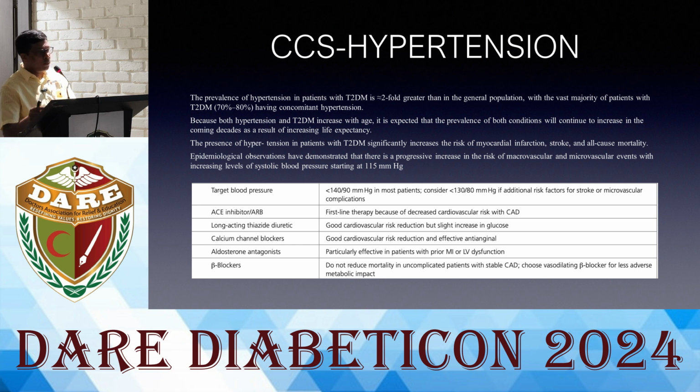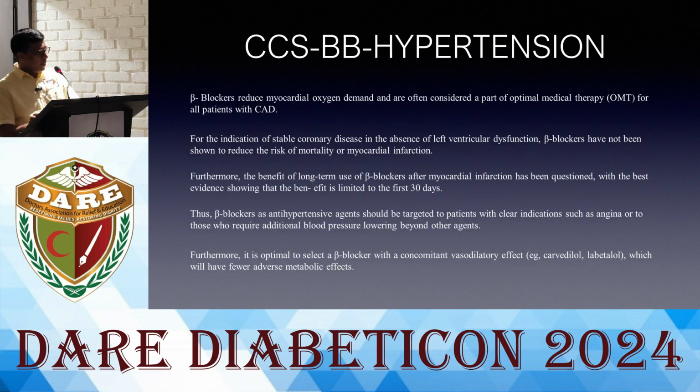Beta blockers. What we should say is that, when we consider chronic stable angina or chronic coronary syndromes, beta blockers have a limited role to play in stable CAD. They have mortality benefits in AMI, in heart failure, and in acute coronary syndromes. But when it comes to treatment of hypertension in CCS, beta blockers have a lower role to play. Beta blockers reduce myocardial oxygen demand and are often considered part of optimal medical therapy for all patients with CAD, but this is for anginal control, not for blood pressure control.